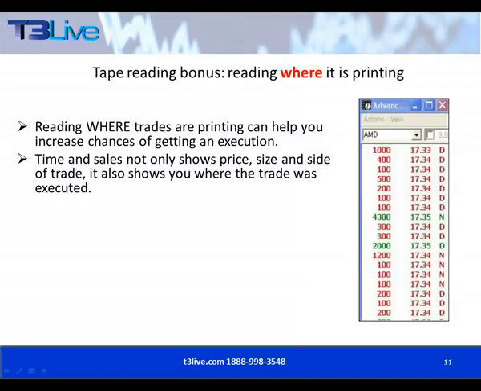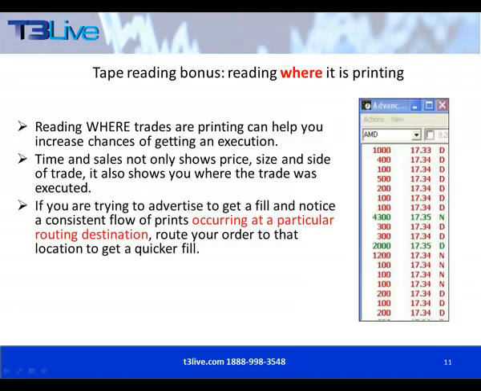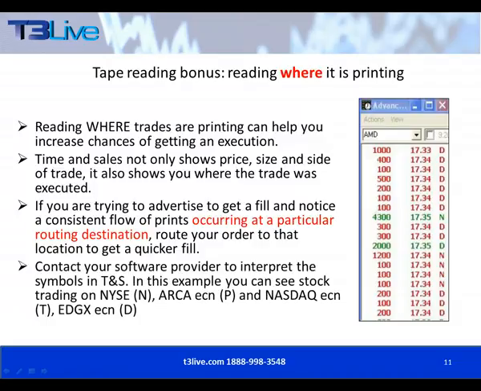If you were looking to sell this particular stock, you would sell it on the New York Stock Exchange where that 4,300 share print went off. There's more activity there. Okay? So if you're trying to advertise, you want to notice the consistent flow of prints occurring at a particular destination. As a direct access trader, and we teach this in the Active Trader program, you could route your order to that specific location for a quicker fill.